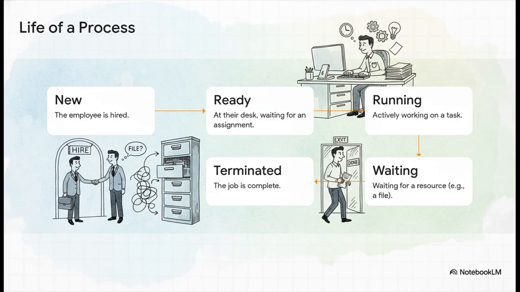So what you're looking at here is the entire life of our little employee process, a classic exam topic called the 5-state process model. It starts as new, the moment the manager says you're hired. Then it moves to the ready state. It's at its desk, ready to go, just waiting for its turn with the CPU. Once the manager gives it the green light, it's running. If it needs to wait for something, like a file to download, it goes into the waiting state, so someone else can work. And finally, when the job's all done, it's terminated. Understanding this flow is absolutely key.